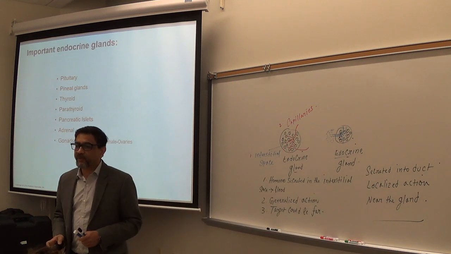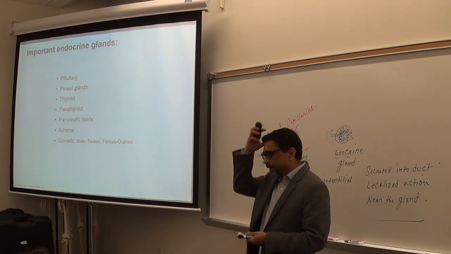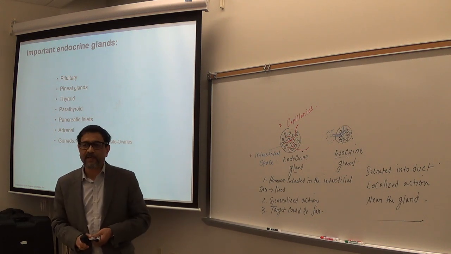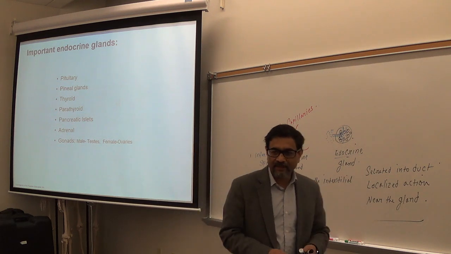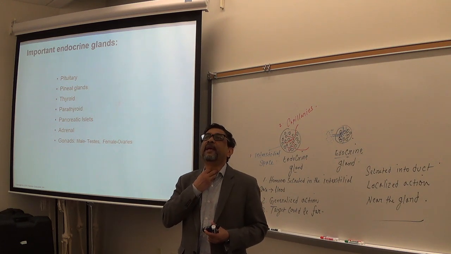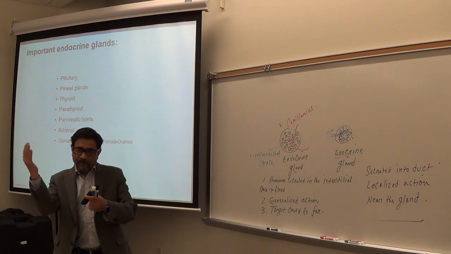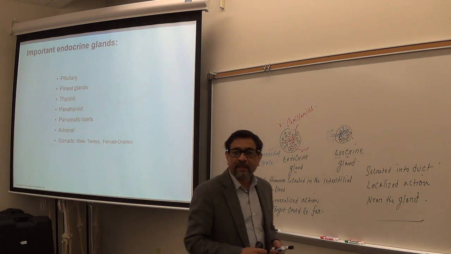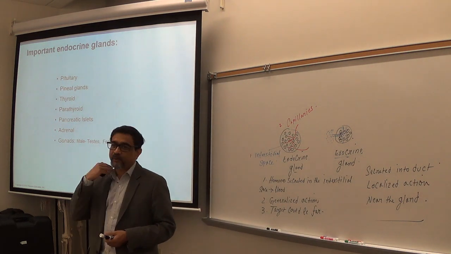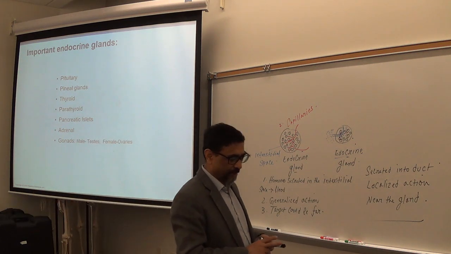Important endocrine glands of your body. If you start from the head, part in your brain, you have two important endocrine glands, pituitary and pineal. Both start with P, right? Then here, in the lower part of your neck, you have the thyroid gland. Then, in the back of the thyroid, you have parathyroid glands. How many? Anybody remember parathyroid attached to the back of the thyroid? 4 to 8, right? 4 to 8 in number.